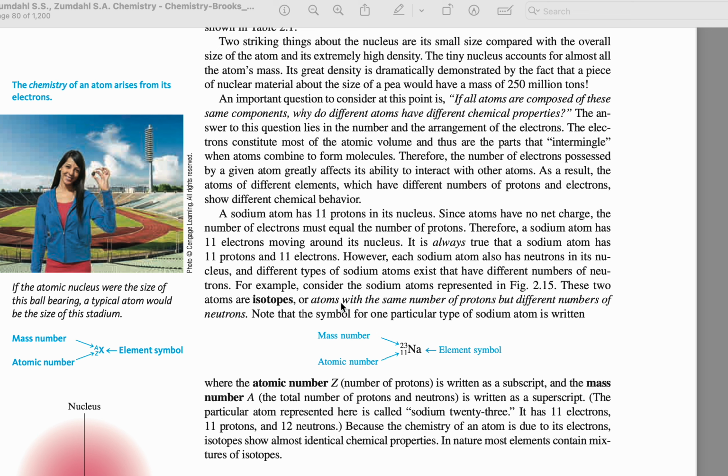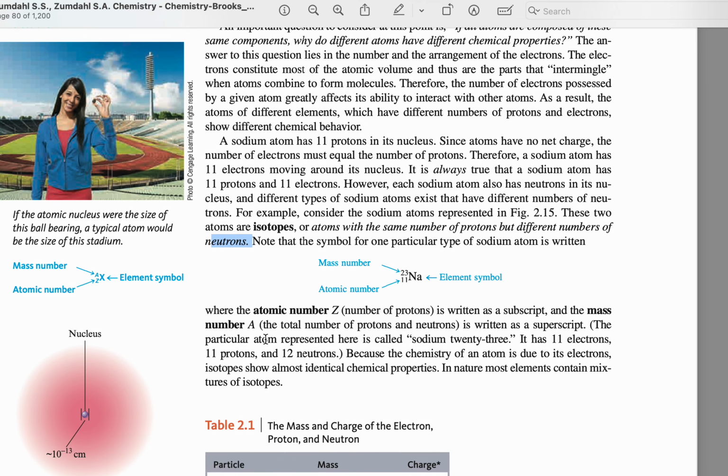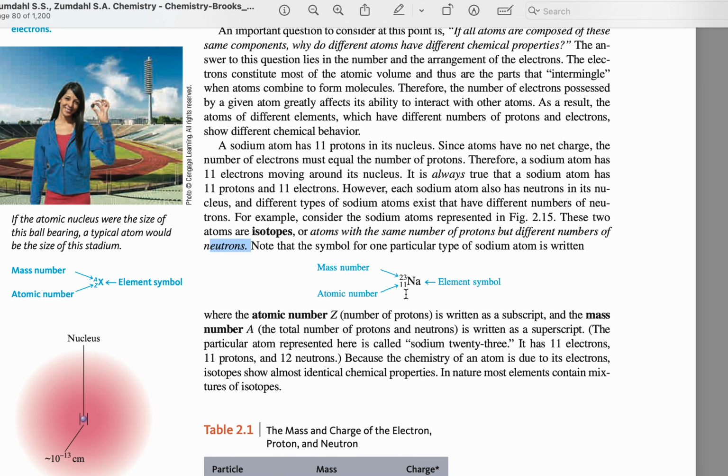Right, so first, what are isotopes? Isotopes are atoms with the same number of protons but different numbers of neutrons. So I guess common isotopes are carbon, like C12, C13, I think. I don't think that's too important. What's more important, however, is how to identify these things.